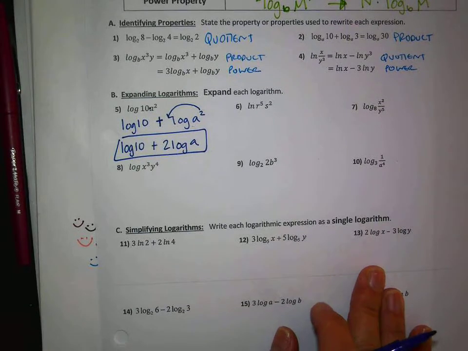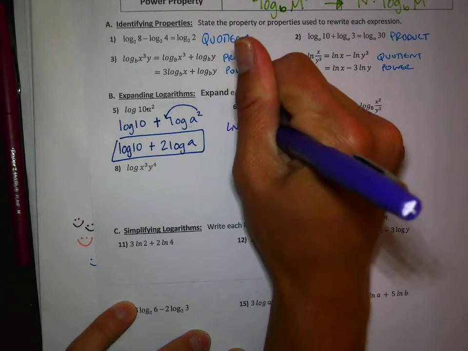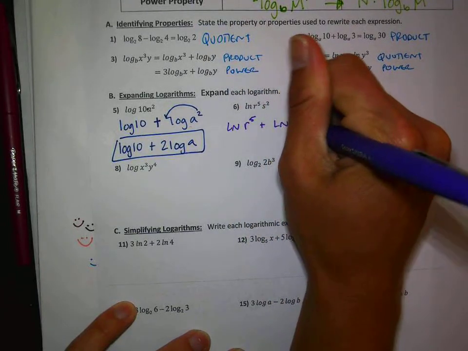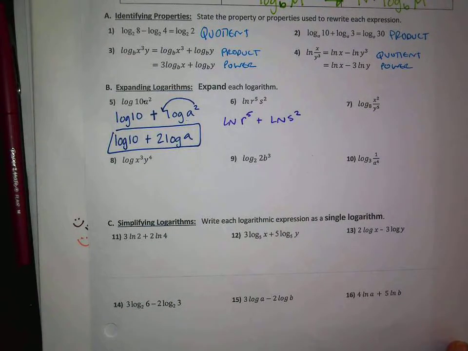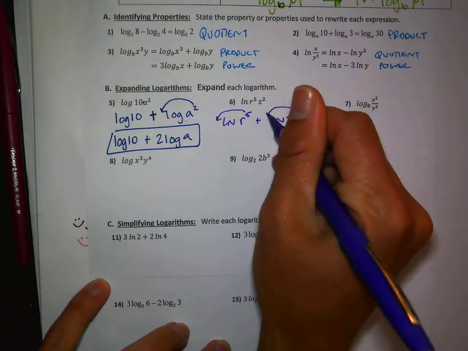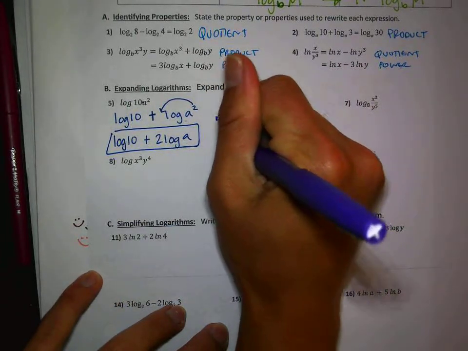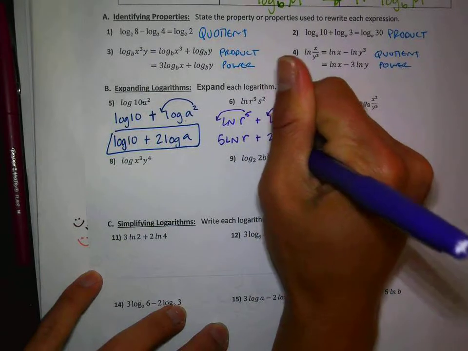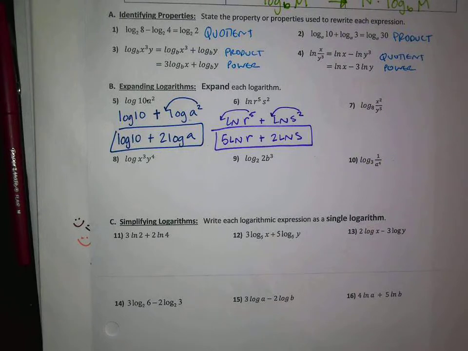All right, so on number 6, what's being multiplied? The R. So I have ln R^5 plus ln S^2. It's a plus because they're being multiplied. All right, and so then any exponents, the 5 and the 2. 5 ln r plus 2 ln s. That's it. It looks like words, but they don't.